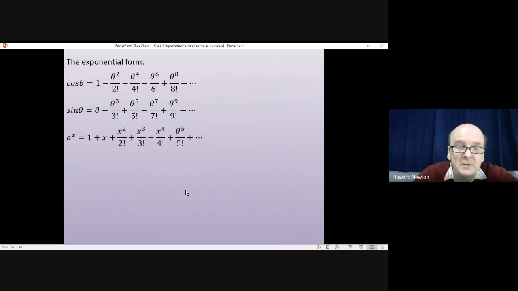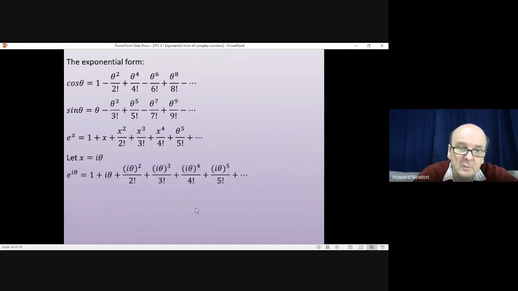e to the x can be written as 1 plus x plus x squared over 2 factorial plus x cubed over 3 factorial, and so on. Now, in that last expansion, if we let x equal i theta and substitute that in for x, we'll get the following: 1 plus i theta plus (i theta) squared plus (i theta) cubed over the relevant factorials. And substituting on the left-hand side, we get e to the i theta equals this expansion.